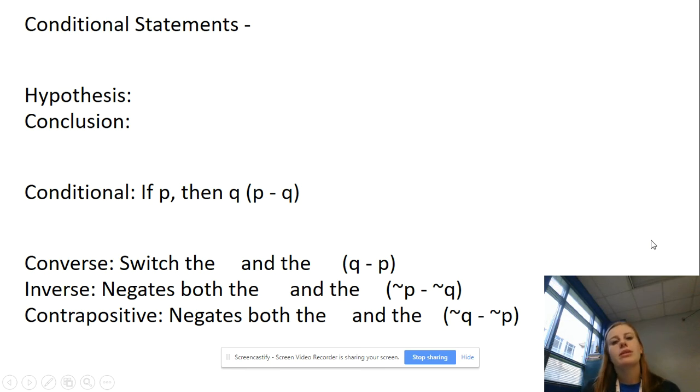Hi guys, today we're going to be talking about conditional statements. So conditional statements are statements that we're going to make that involve a hypothesis and a conclusion. And we're going to state them as if-then statements.